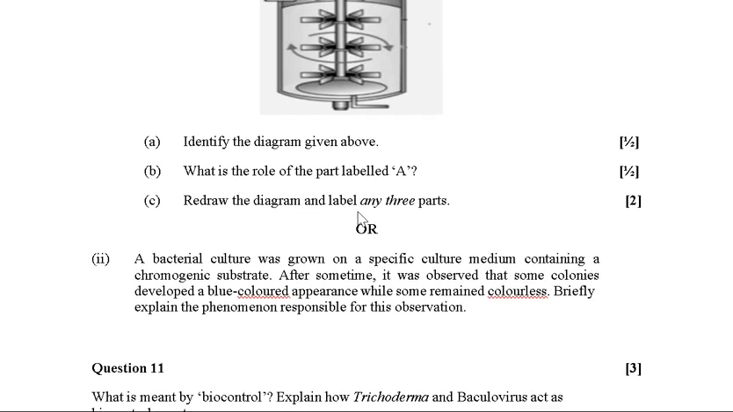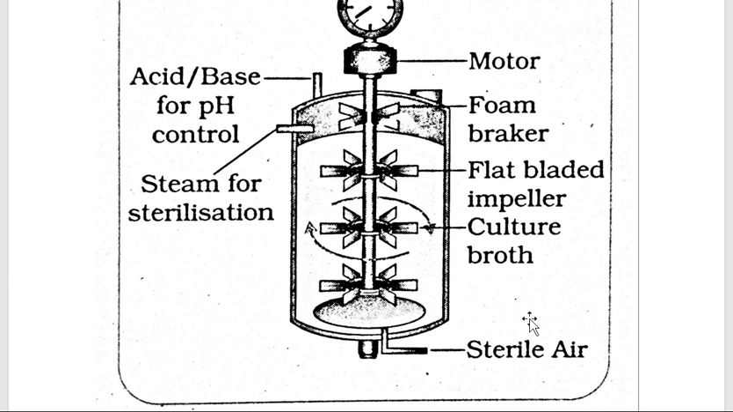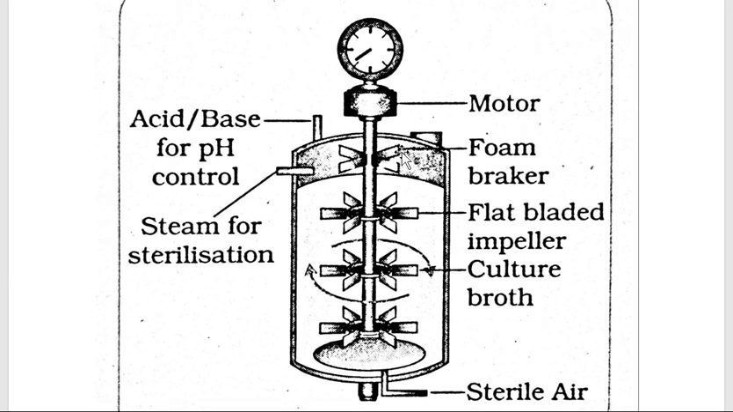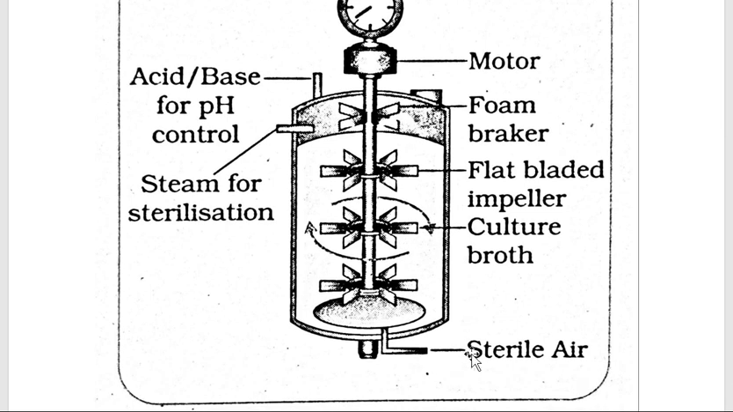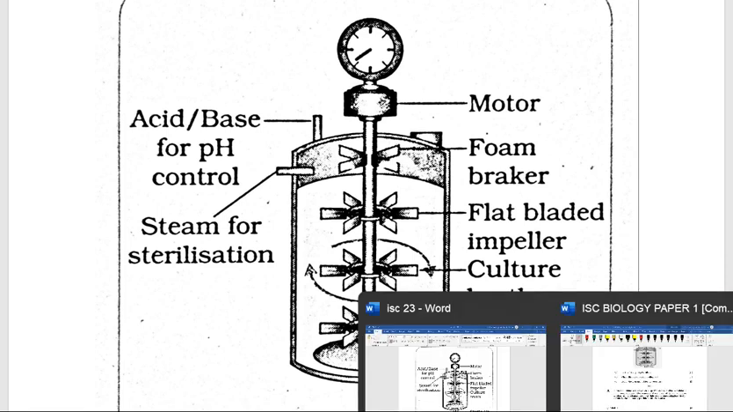Now redraw the diagram and label any three parts. This is the actual figure of the simple stirred tank bioreactor. Here they have given A, that is the foam breaker, as I already mentioned. Now in this diagram you need to add any three parts. You can add motor, acid base for pH control, steam for sterilization, flat bladed impeller, culture broth, and sterile air. So better you just add motor, acid base for pH control, and steam for sterilization. These three points you can add in this diagram. So you need to redraw it along with three extra labeled parts.